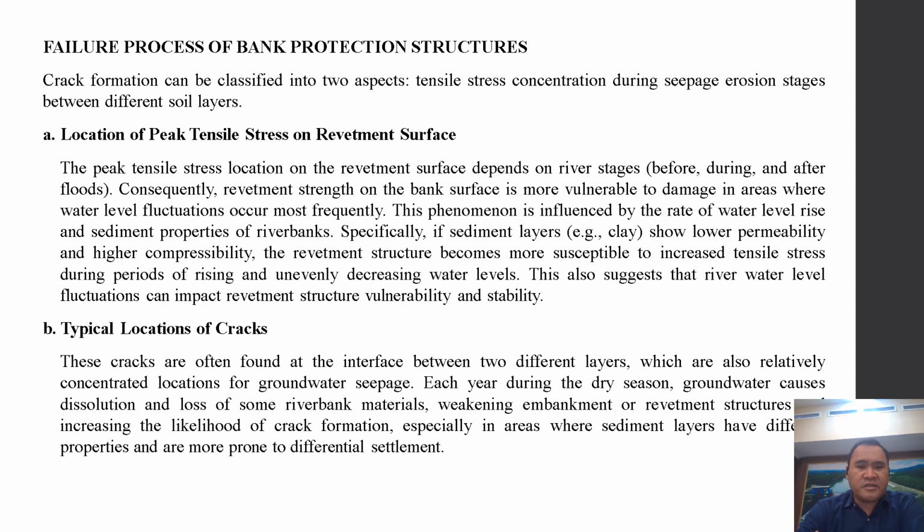The peak tensile stress location on the revetment surface depends on river stages, so this is before, during, and after floods. Consequently, revetment strength on the bank surface is more vulnerable to damage in areas where water level fluctuations occur most frequently. This phenomenon is influenced by the rate of water level rise and sediment properties of the riverbanks, as I showed in the slide before. Specifically, if sediment layers, especially clay, show lower permeability and higher compressibility, the revetment structure becomes more susceptible to increased tensile stress during periods of rising and unevenly decreasing water levels. This also suggests that river water level fluctuations can impact revetment structure vulnerability and stability.